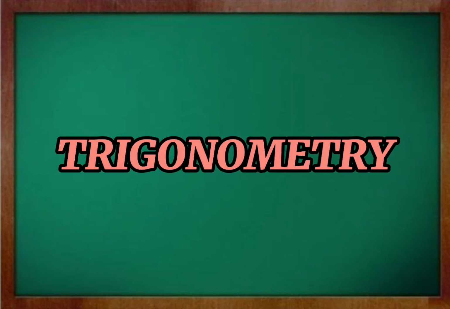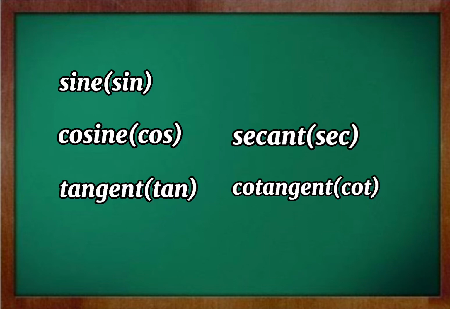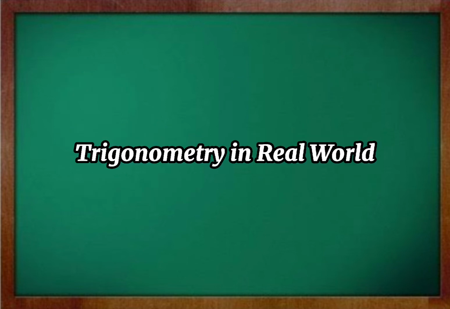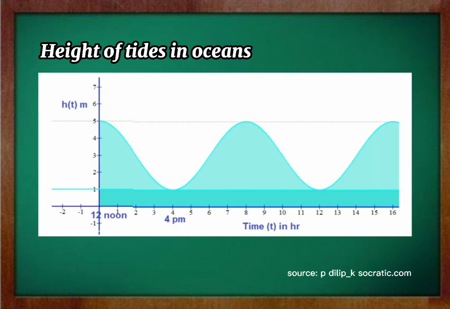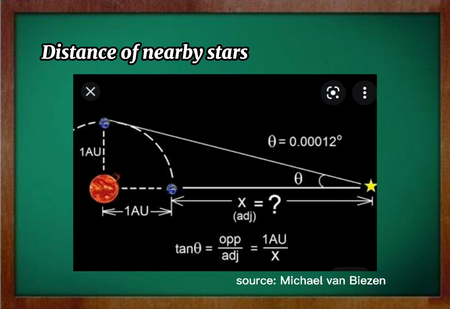In mathematics, we have these trigonometric functions: sine, cosine, tangent, cotangent, secant, and cosecant. These are real functions which relate an angle of a right triangle to ratios of two sides. These are used in many aspects in real life, like calculating the height of tides in oceans, the periodic functions in sound and light waves, and even in measuring distance of nearby stars in astronomy.